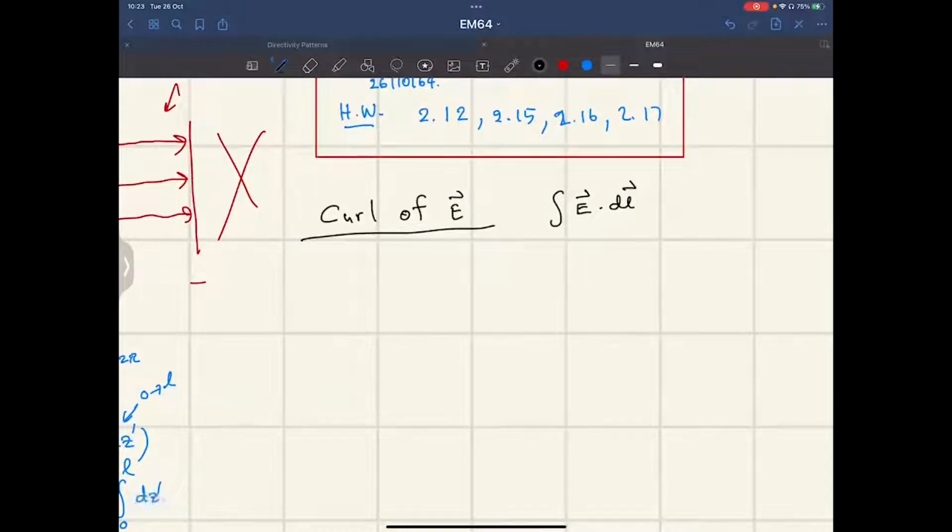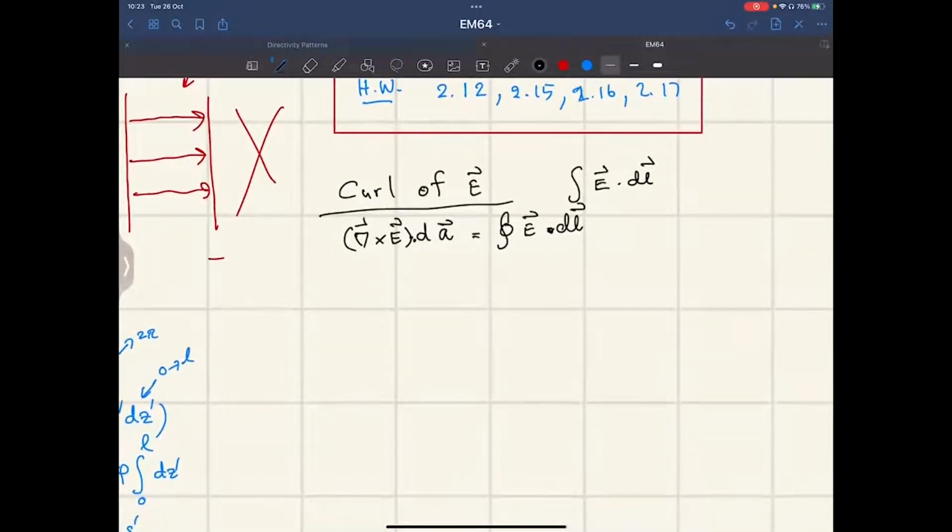Why do I consider this? Because from the Stokes theorem, the integral of curl E dA is equal to the closed line integral of E dl. Remember? Can you recall that? We talked about it before. So let's consider this. It's the simple one, instead of doing the surface integral, which is a little bit more difficult. We do this, and we can consider the closed line integral later.